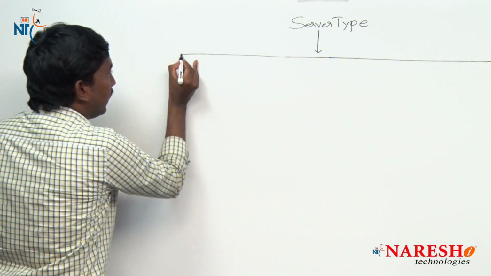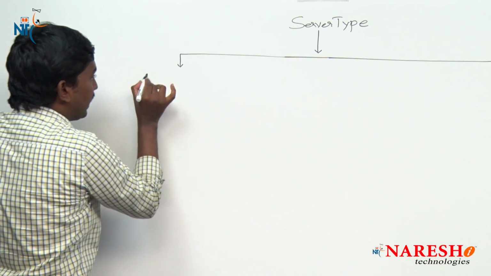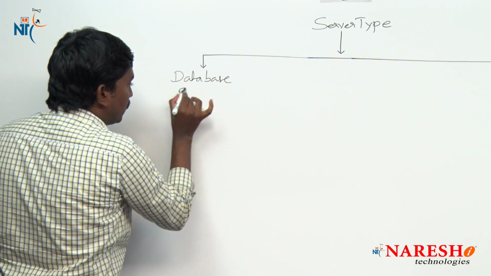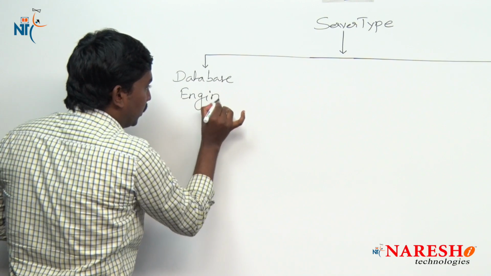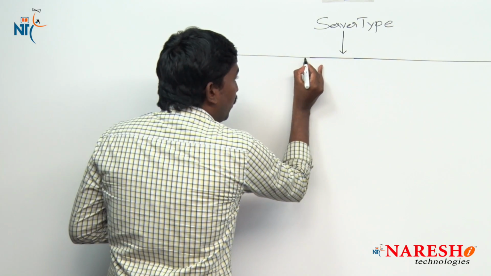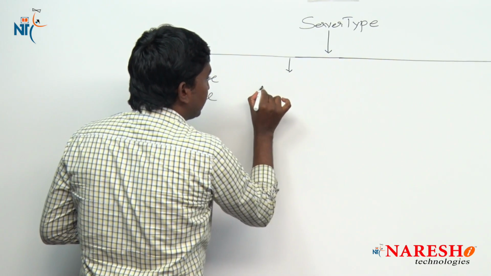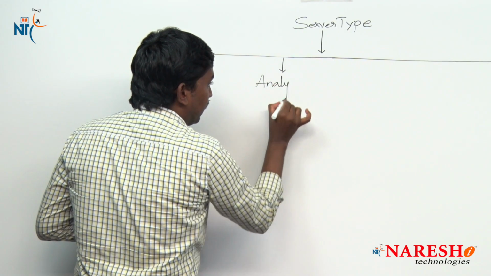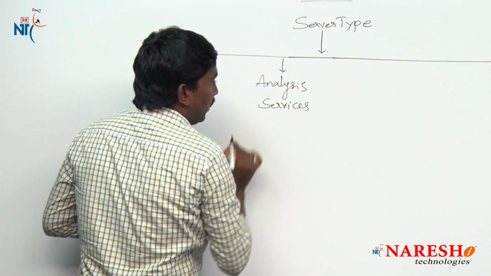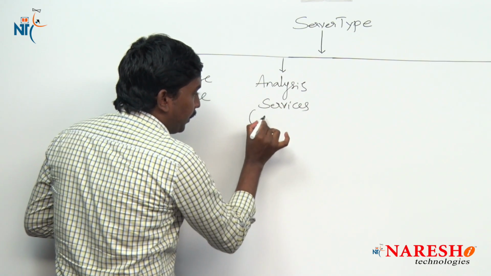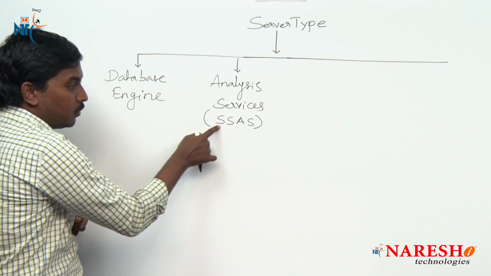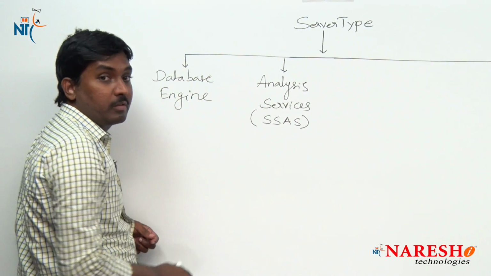The first service in my server type we call the database engine. Database engine is my first service in my server type. And later we have one more service, called the analysis service. This analysis service is also called SSAS, SQL Server Analysis Services.